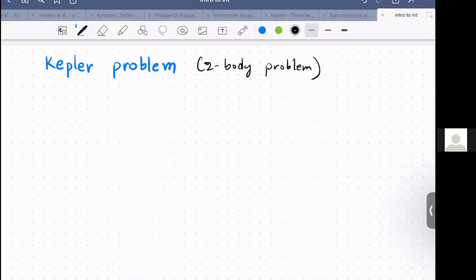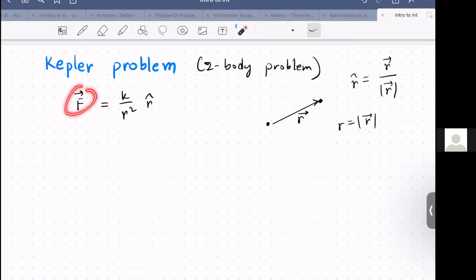So in three dimensions, we know that the gravitational force between two massive objects is, let's say, something like this, where this is just some constant. So this would be G, M1, M2. R is the distance between the two objects. So say these are the two objects. This is R, the vector R. R is the norm, and R hat is a unit vector. All right, then this is the force between these two objects.